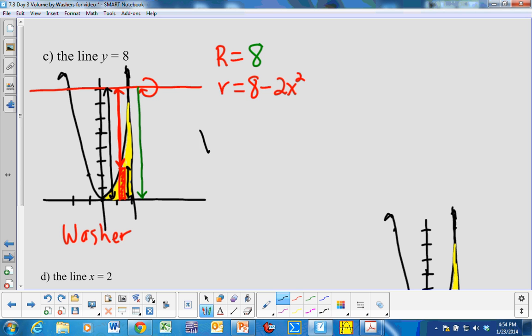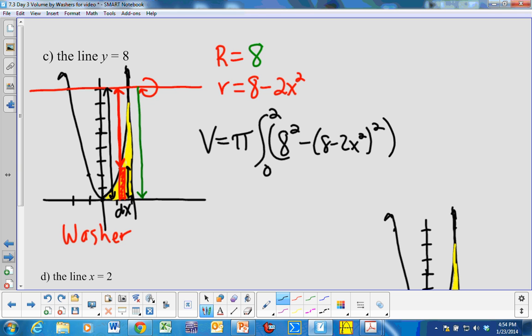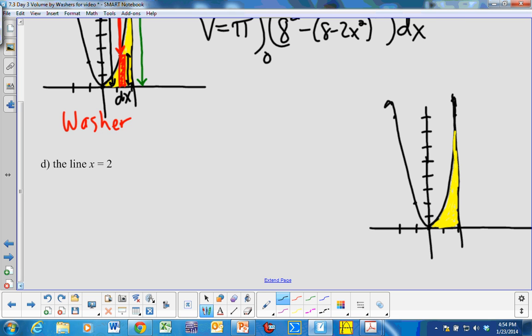So now I'm going to do my volume, and it's still pi r squared. I just have to think big minus little. So pi goes outside. My width is delta x, so everything's in terms of x. So that's 0 to 2. And then I have big radius squared minus little radius squared dx. And there we go. It's all set up. So again, you could square all that, multiply that out, get your answer. Setting it up is the hard part. All right, let's do the last one.